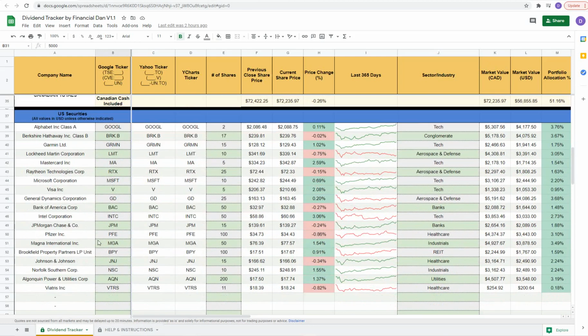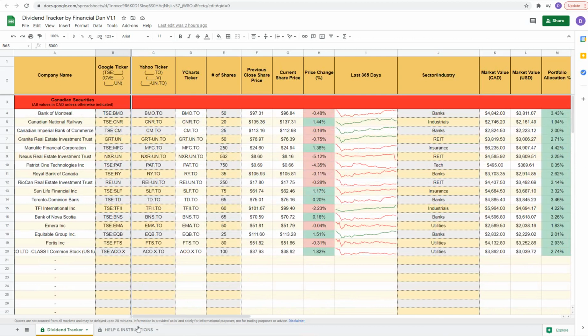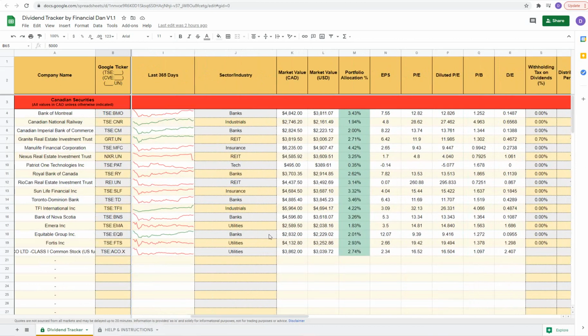And then if we scroll down a little more, you'll find the US cash field where you can enter in any US cash that you're holding onto. The other thing that I want to mention about the portfolio allocation column is that I personally don't like to hold more than 5% of my portfolio in any given holding. Some people might disagree with that, and that's completely fine.